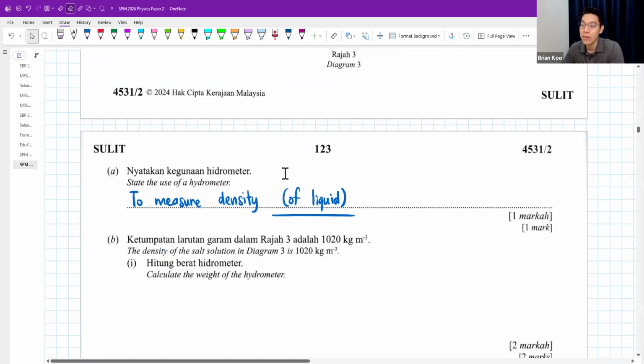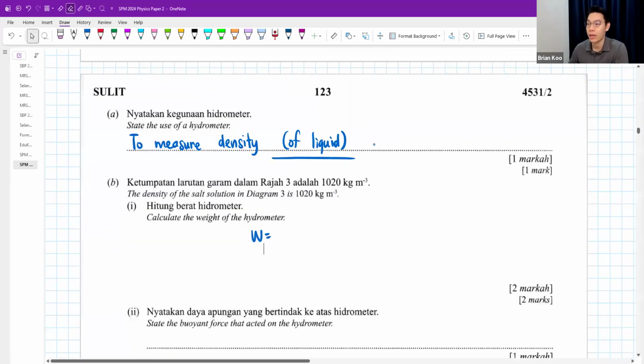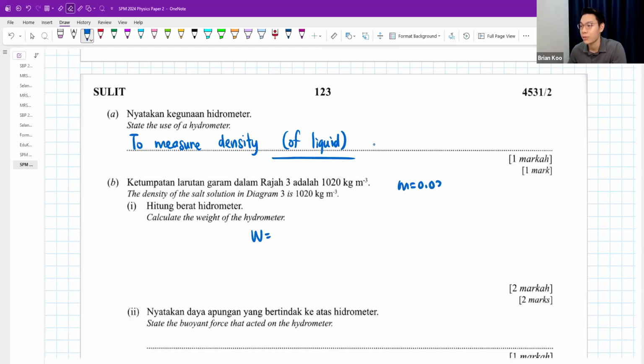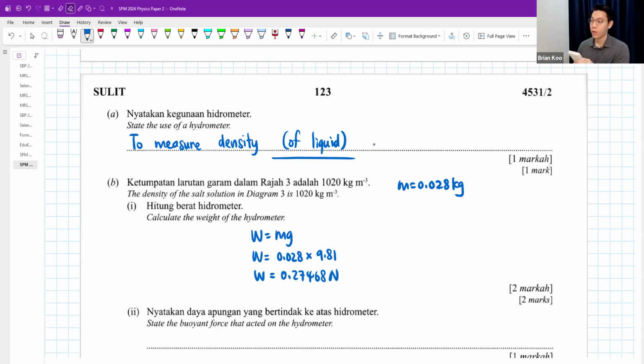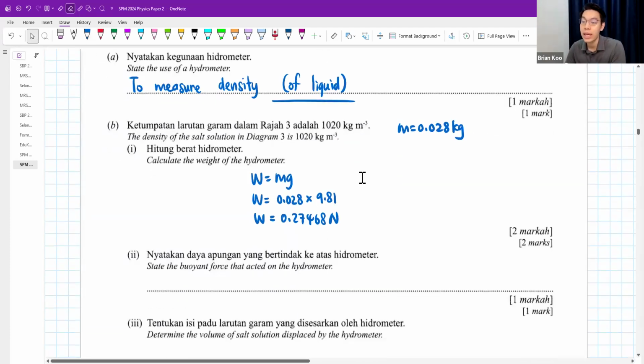But part B, the density of salt solution is 1020. Calculate the weight of the hydrometer. The mass of the hydrometer they gave is 0.028. I put down here first, mass is 0.028 kg. Weight is what? Just mg, right? Guys, this is free marks, very easy. Just 0.028 times 9.81. I'm going to write the whole thing. You can round off also, but I think you don't need to, just a few more decimals.